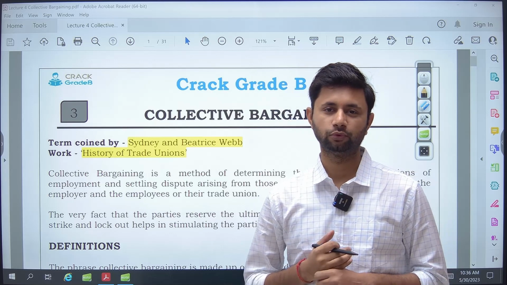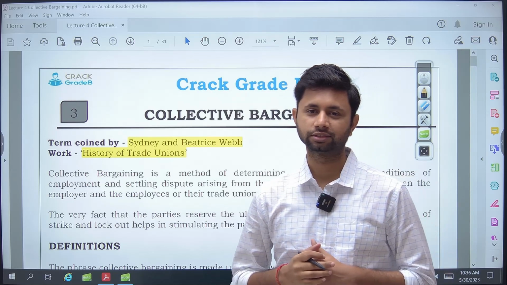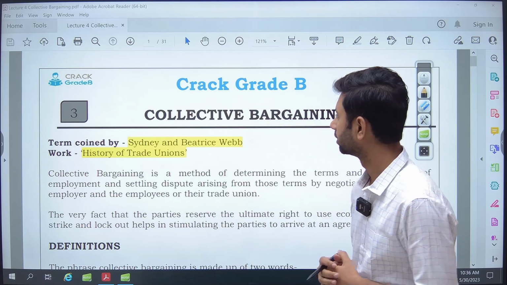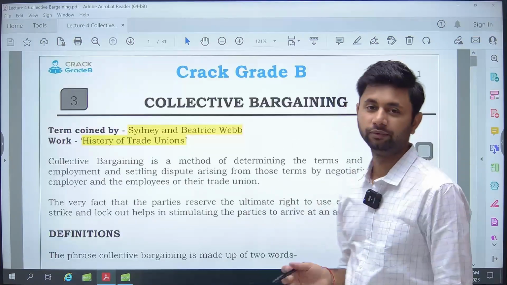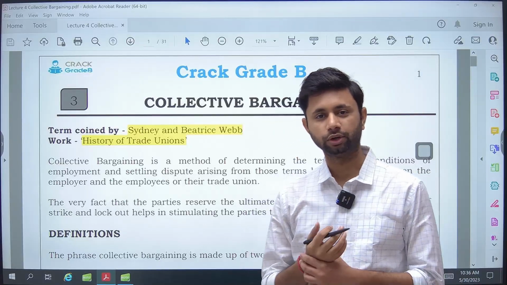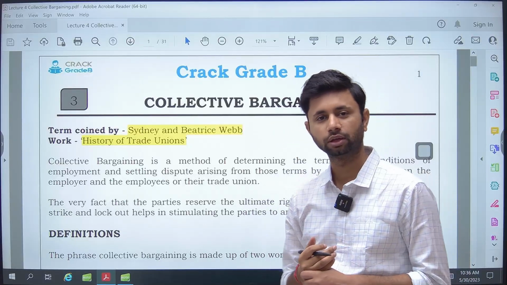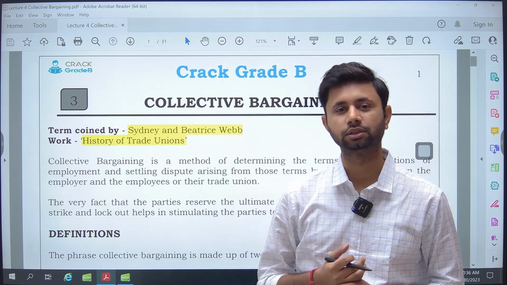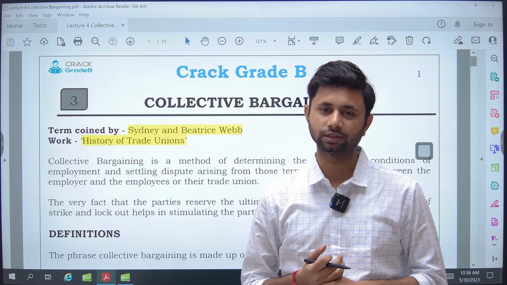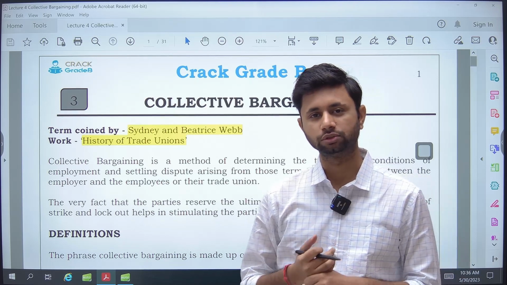So this will be our fourth lecture. In this lecture, we'll understand the concept of collective bargaining. We'll try to finish the whole chapter today only within 2 lectures. Okay. So in first lecture, we'll try to study collective bargaining, its definitions, its importance, its characteristics, and then we'll go on to the theories of collective bargaining.